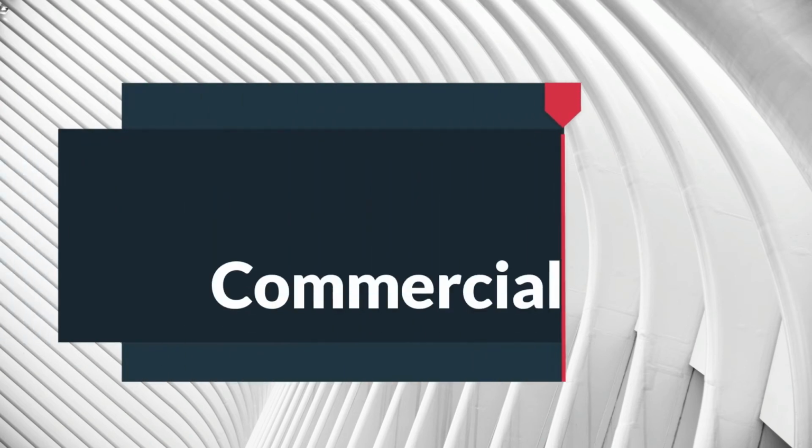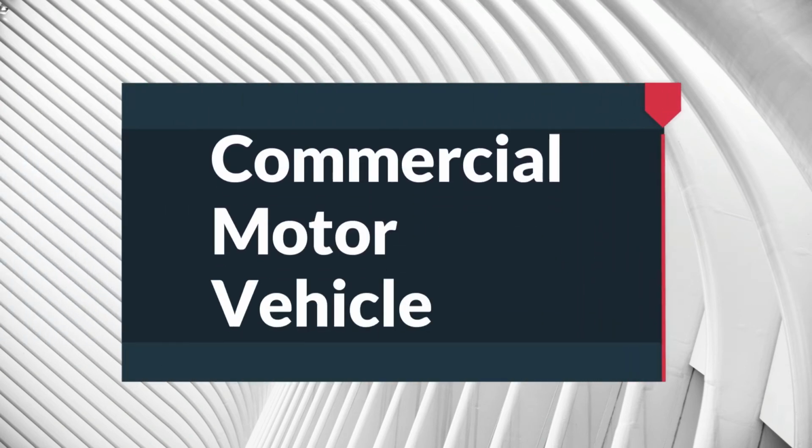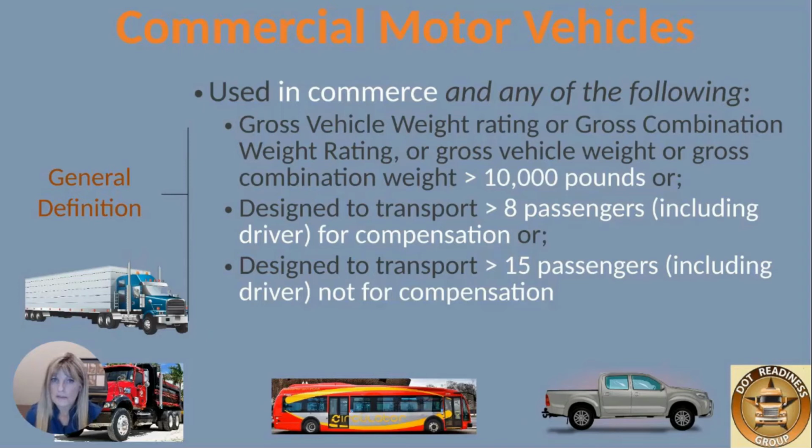So let's talk about the commercial motor vehicles. Like I said, used in commerce, that means in business, and any of the following: gross vehicle weight rating, gross combination weight rating, gross weight, gross actual weight, 10,000 pounds or more. Another thing is designed to transport 8 or more passengers. So 8 passengers, including the driver. That means 8 butts in seats.